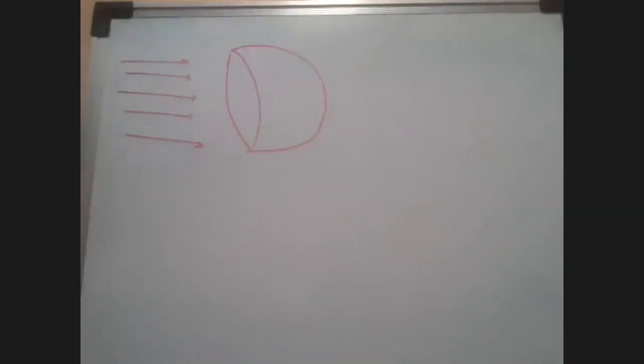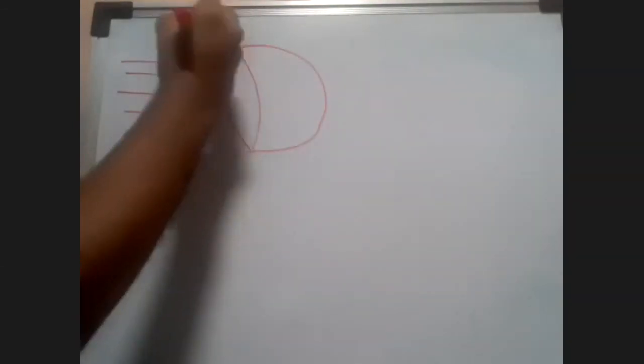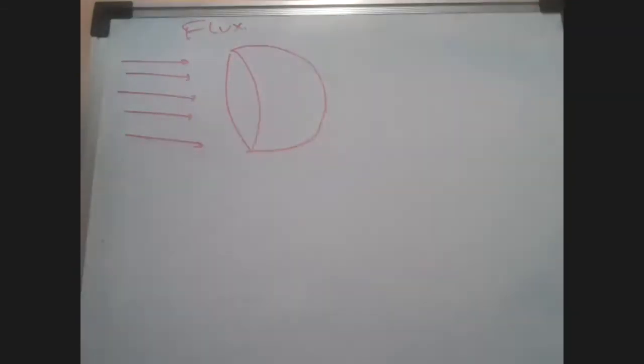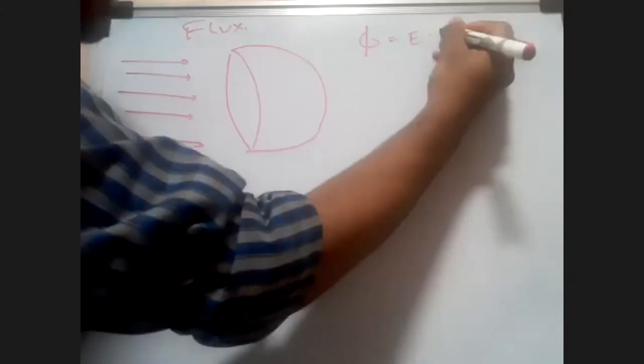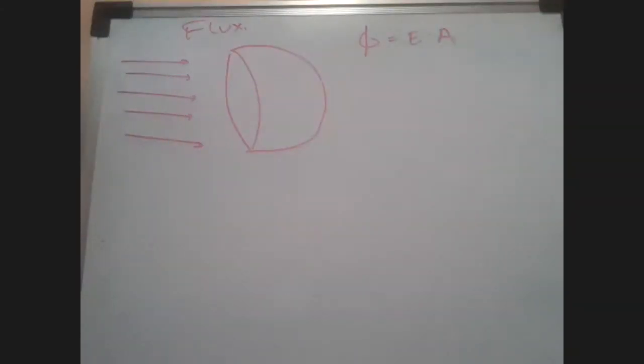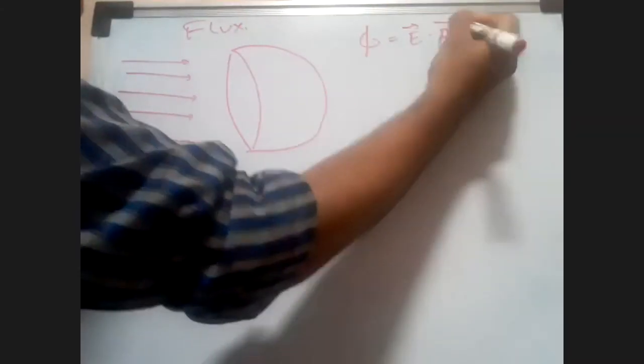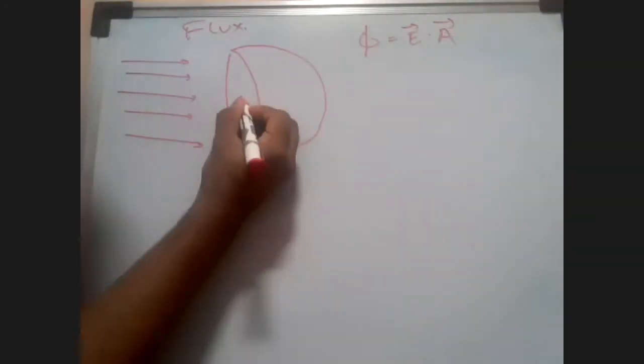Can anyone guess and tell me? What element are you going to take? We are going to find flux. Flux, a ring. Yeah, a ring. I hope everyone got it. Flux is what? Phi is equal to E dot A. Okay, E dot A. Now look here.